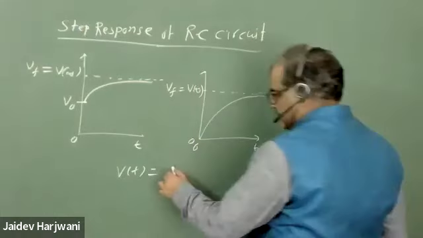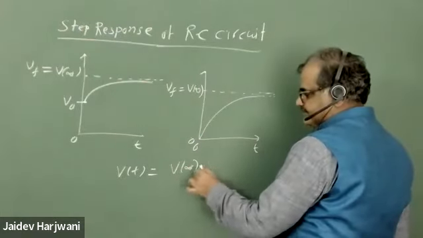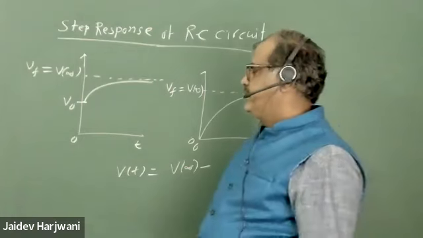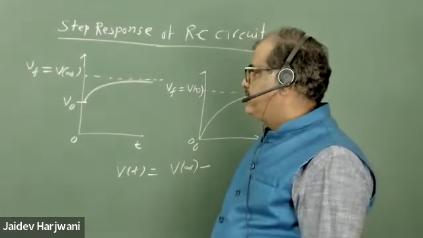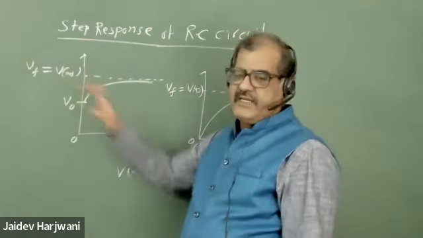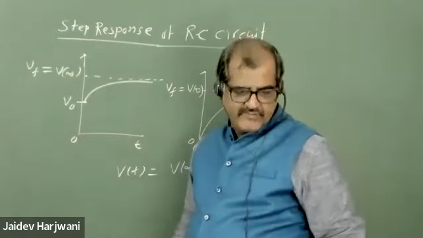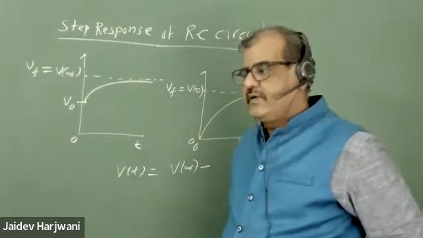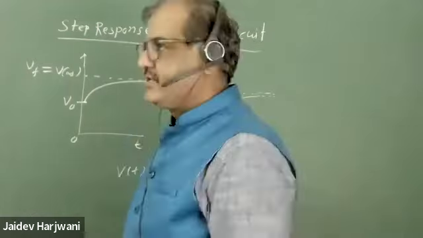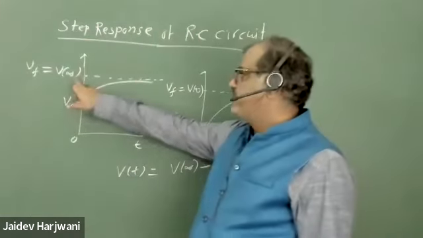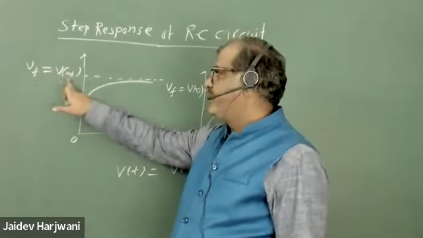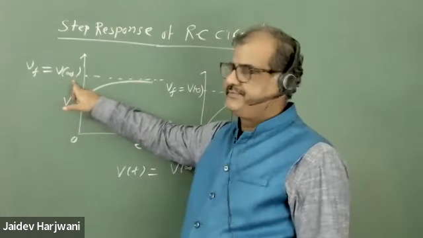The capacitor will be charged up to some finite voltage, which is the source. So why are we taking it as V infinite? V infinite means t equal to infinite time. We are not taking infinite voltage; we are taking some final voltage. You can call it the final voltage, or you can call it the voltage at t equal to infinite.